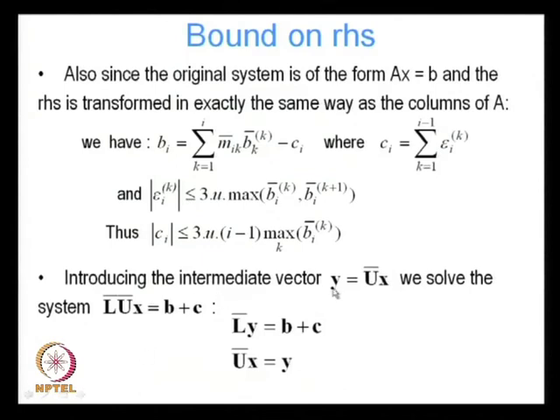So, introducing the intermediate vector y is equal to U bar x, we solve the system L bar U bar x is equal to b plus c, right. Now, L bar U bar include the floating point errors, plus b plus c. Why do we have the c? Because c is because of the round off errors in b, right. So, this is the actual system that we are solving, and introducing an intermediate vector y is equal to U bar x, we get L bar y is equal to b plus c, and then we solve for y from this equation, put y on the right hand side, and finally we solve for x. U bar x is equal to y.